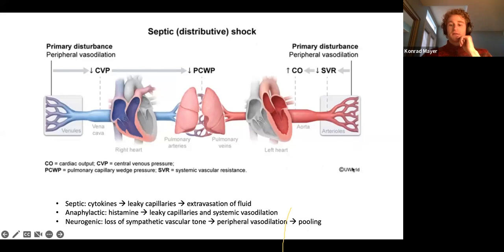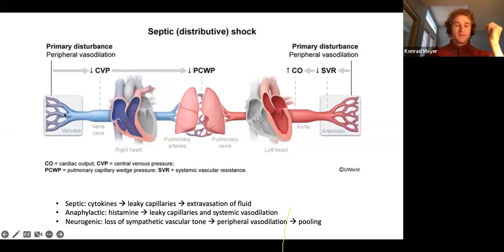So yes, PCWP is pulmonary capillary wedge pressure. In the lungs, we have the pulmonary arteries and the pulmonary veins. And between arteries and veins, we have the capillaries. And this is where oxygen transfer and CO2 transfer happens. So wedge pressure is symbolic of the pressure after the lung capillaries. And oftentimes you should just think of it as the pressure in the left atrium.